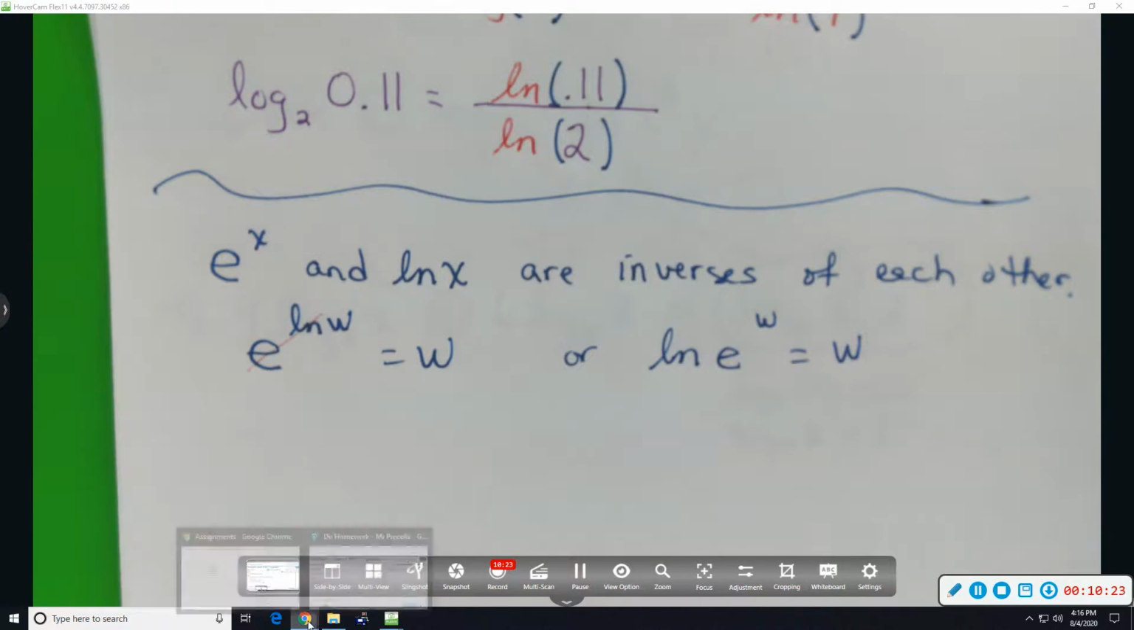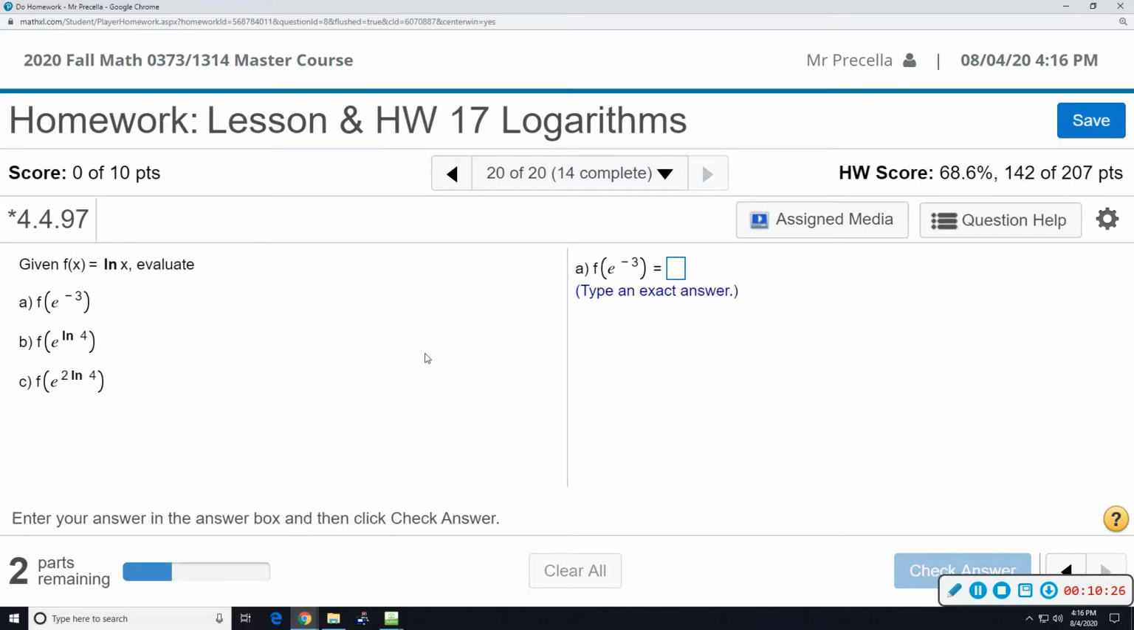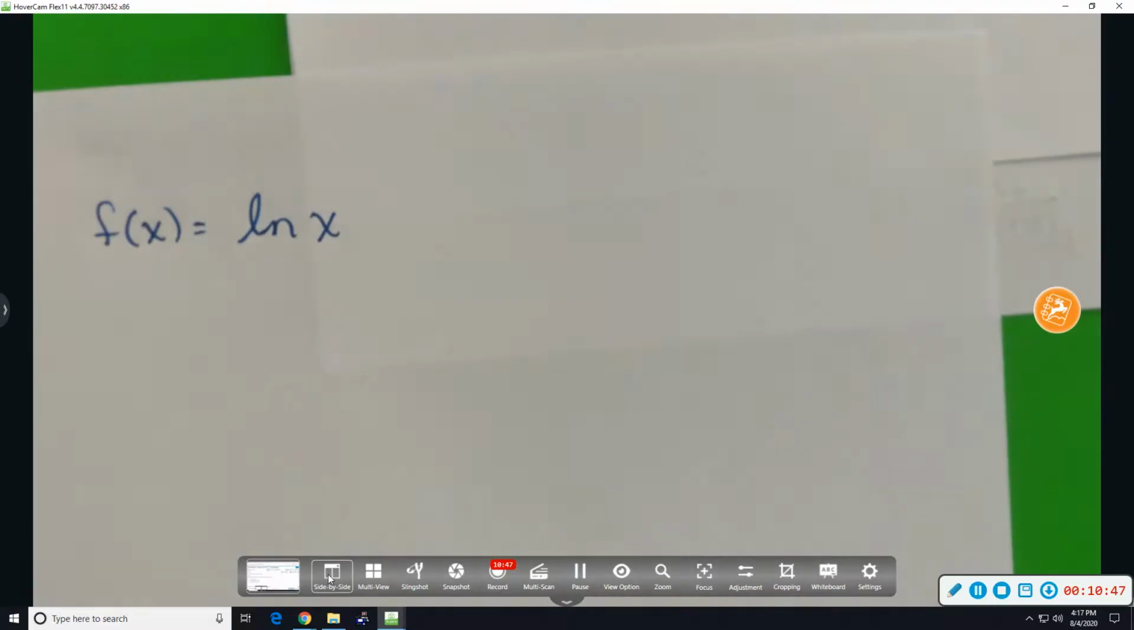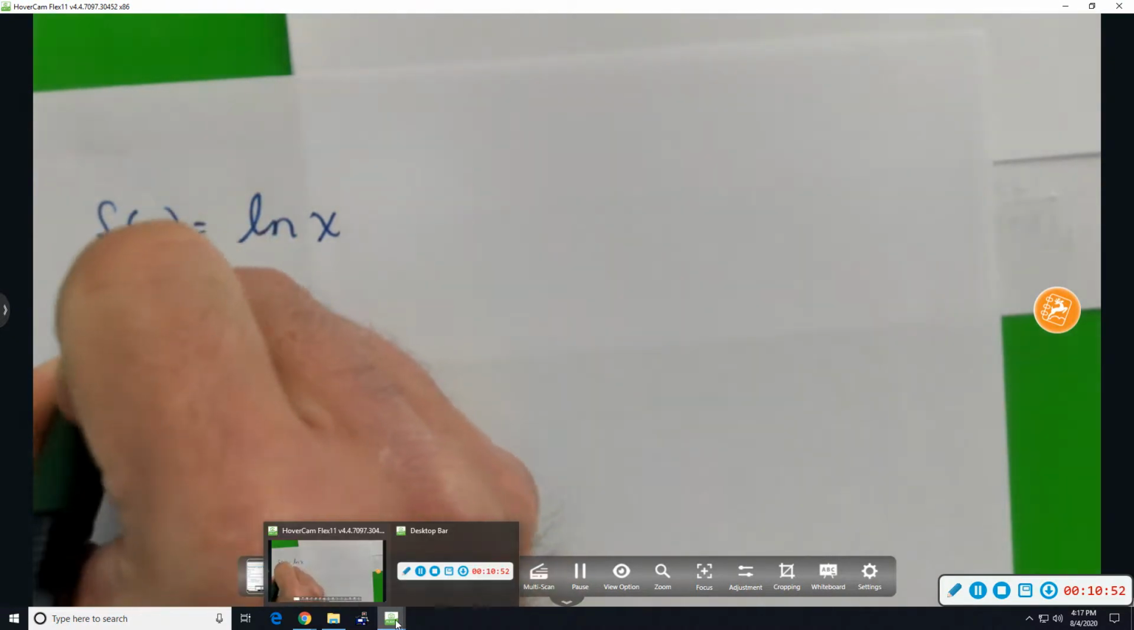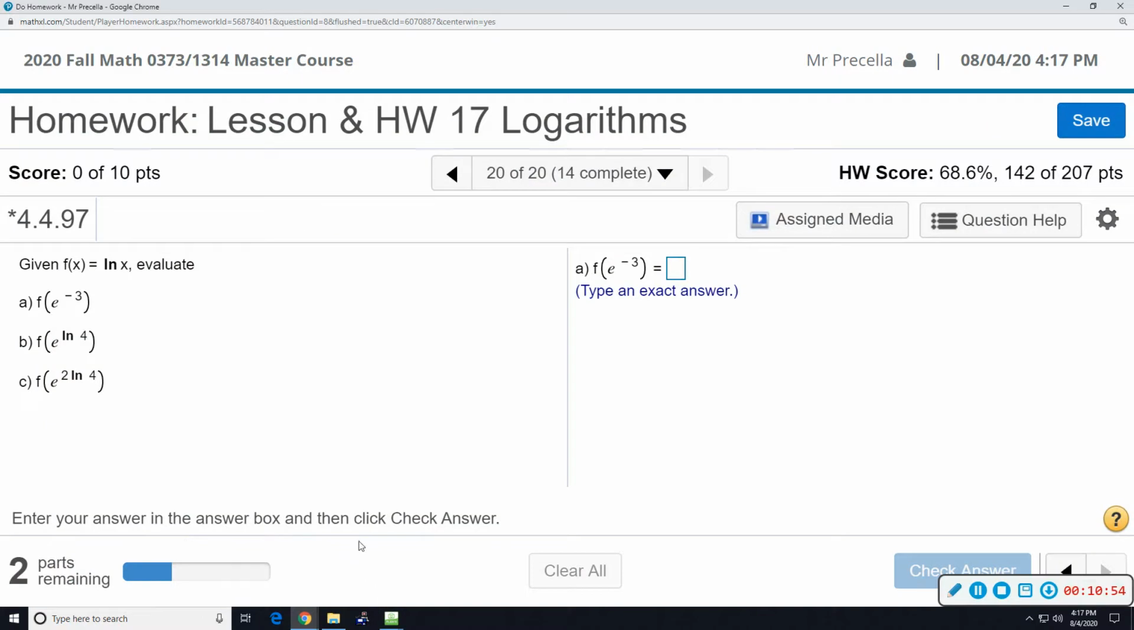Okay, so let's go on to... let's see what the problem says. Okay, so let me get another sheet of paper. It says, given f of x equals ln x. So f of x, let's keep these rules right here, equals ln x. The first thing we're told to find is f of e to the negative 3. Now let me write down all three parts.